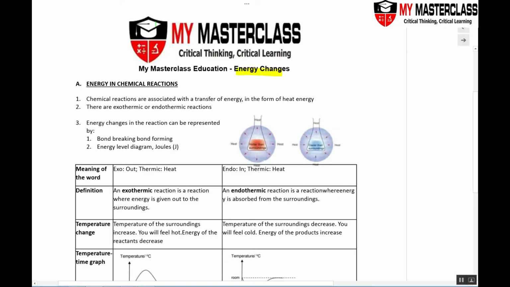Hi students, this chapter we are going to look at energy changes. All your chemical reactions will involve energy, and the particular energy that we are interested in is heat energy. We have two terms used to describe energy changes in a chemical reaction: exothermic and endothermic. Thermic comes from the word thermal. Exo is giving out heat energy, and endo is taking in energy.